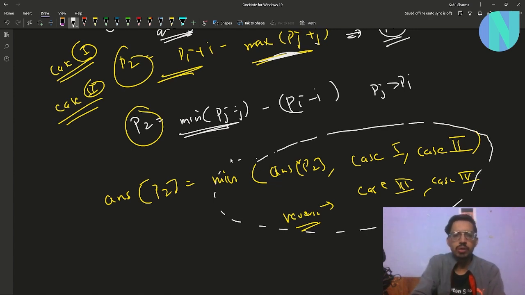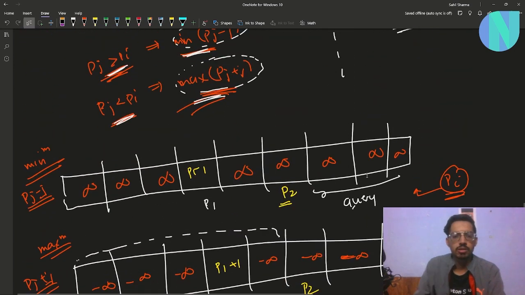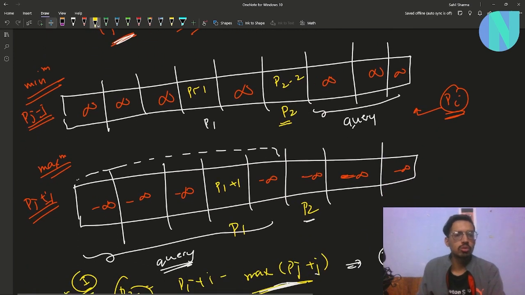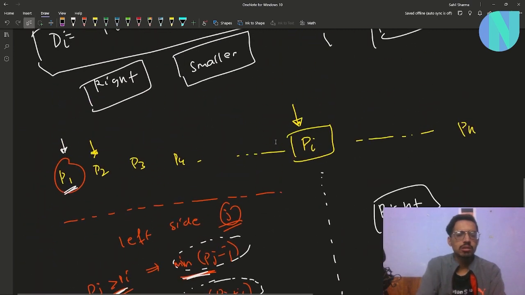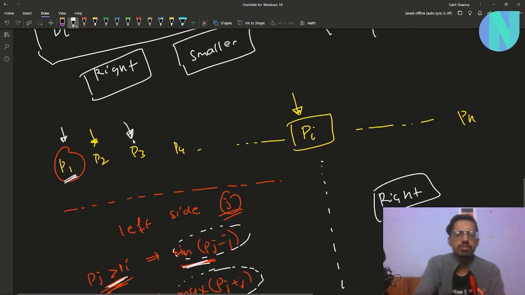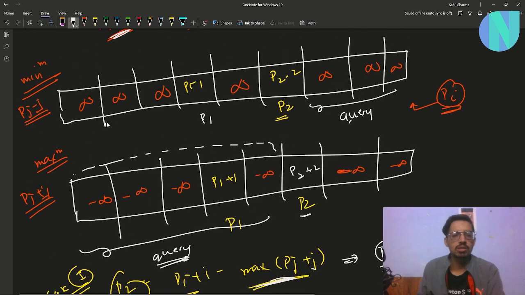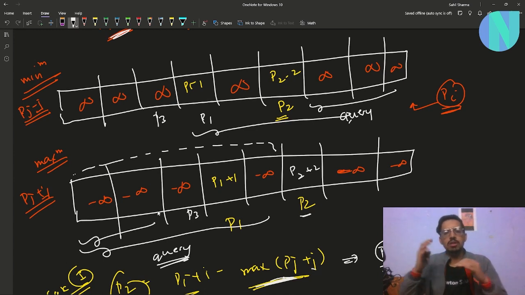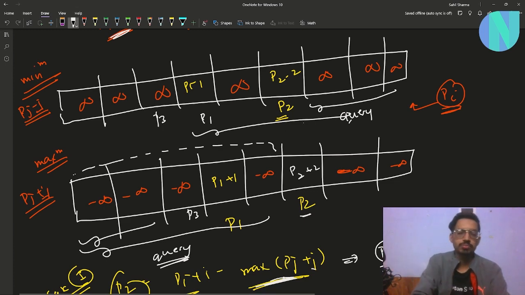So after you find the answer for P2, now you also have to update this, right? So remove the infinity from here and just update P2 minus 2 here. Also remove the minus infinity from here and update P2 plus 2 here. Then just move on to P3, right? Move on to P3 and similarly find the answer for P3 as well. Let's say your P3 is lying here. Then you will again query on the right side here. Let's say your P3 is here. Then you will query on the left side here. So similarly, you will keep on finding answers, right? Then you can just reverse the array and do the same thing for the reverse case.